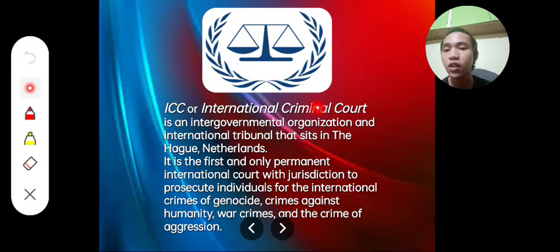And the next is the ICC, or International Criminal Court. It is an intergovernmental organization and international tribunal that sits in The Hague, Netherlands. It is the first and only permanent international court with jurisdiction to prosecute individuals for international crimes: genocide, crimes against humanity, war crimes, and the crime of aggression. Besides the ICJ, they also have the ICC, or the criminal court.